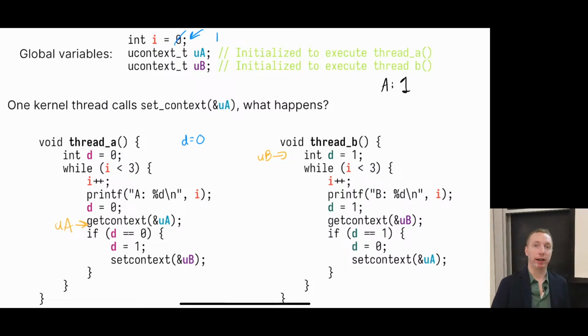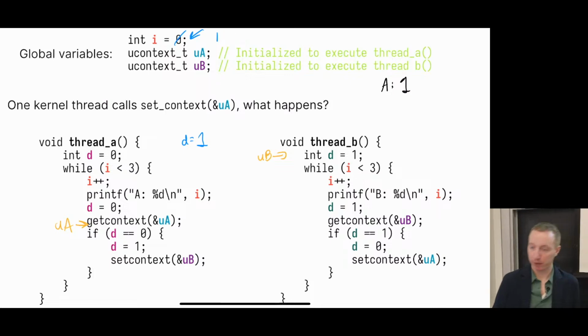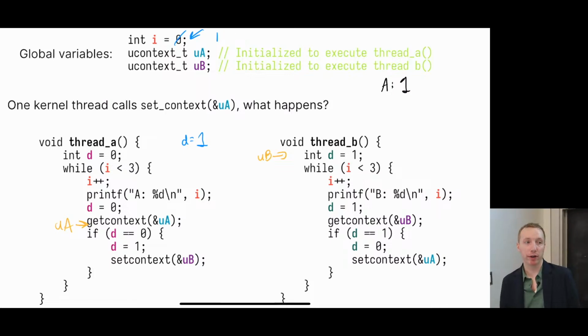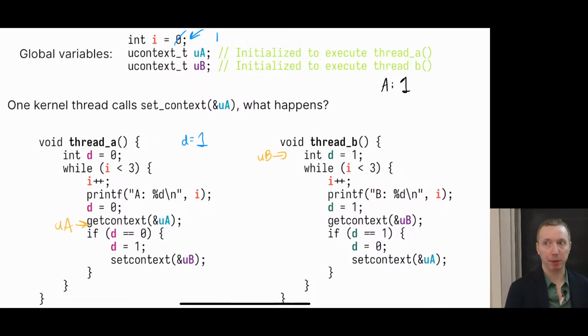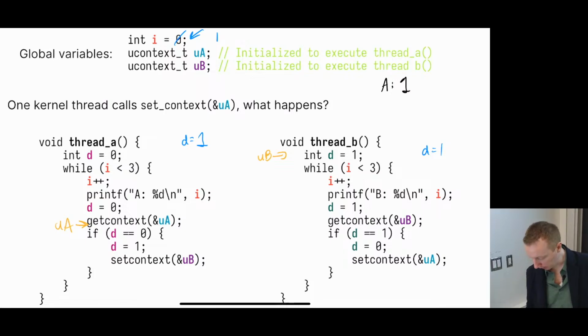Then I check if D is currently equal to 0. Currently it is, so I set D equal to 1. And then I do a set context to UB. So I start executing here, so start executing thread B. Thread B has its own stack as well. So in this thread, D is equal to 1.